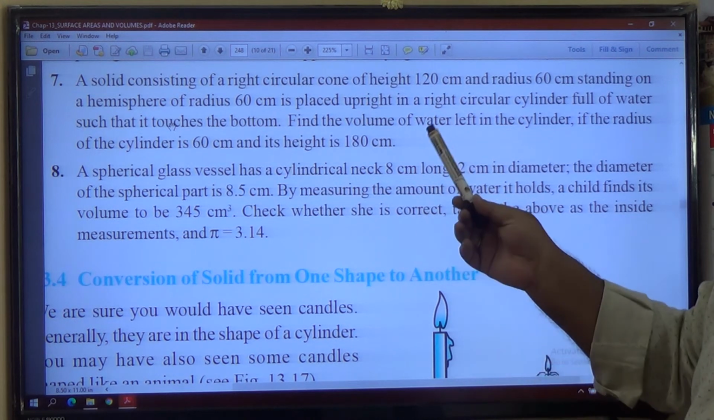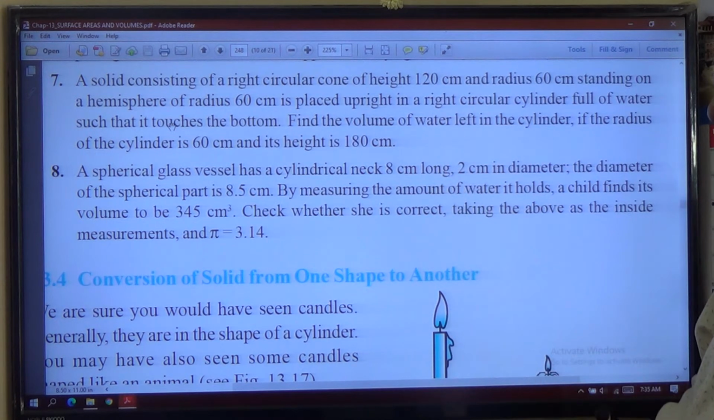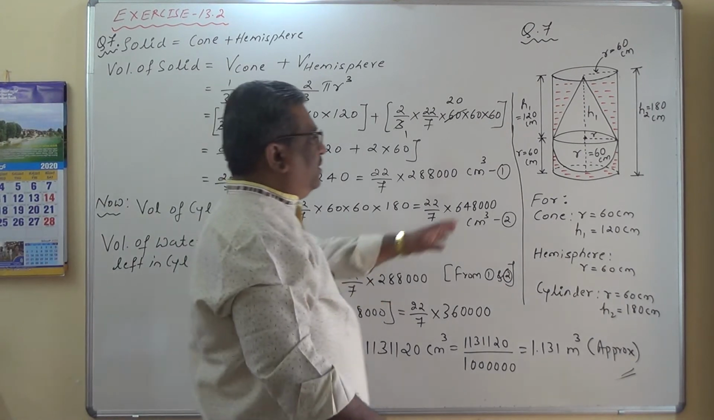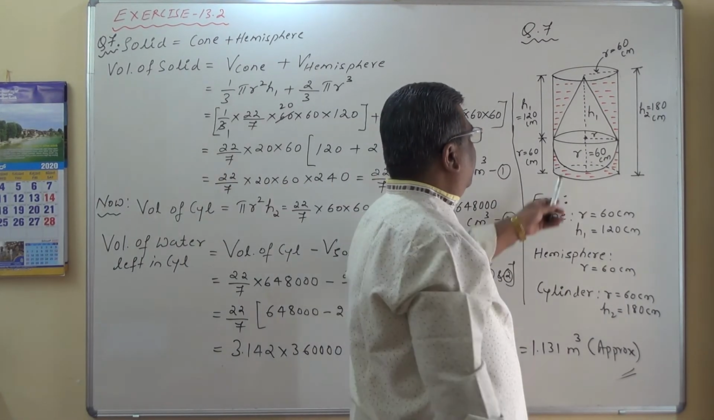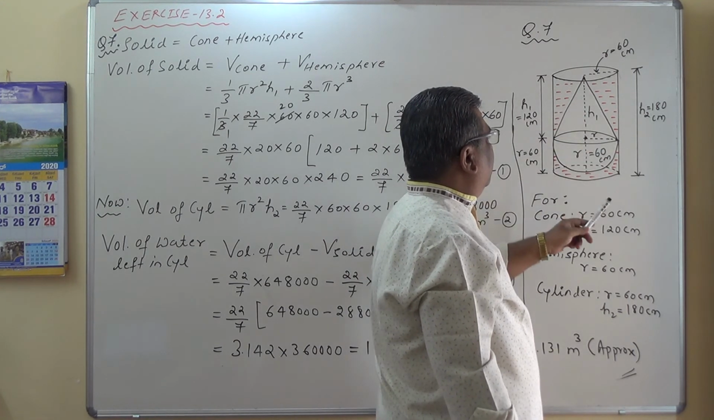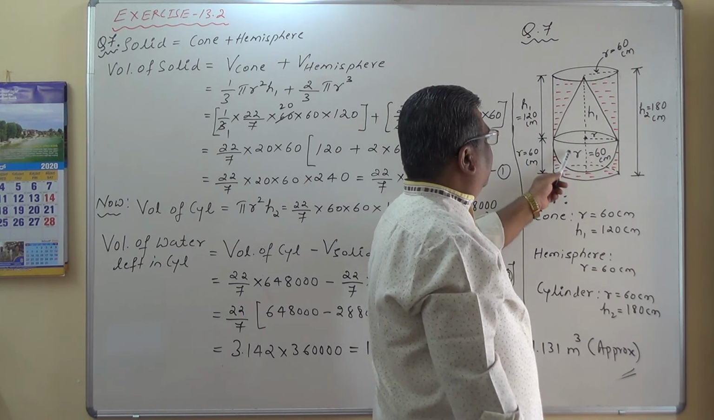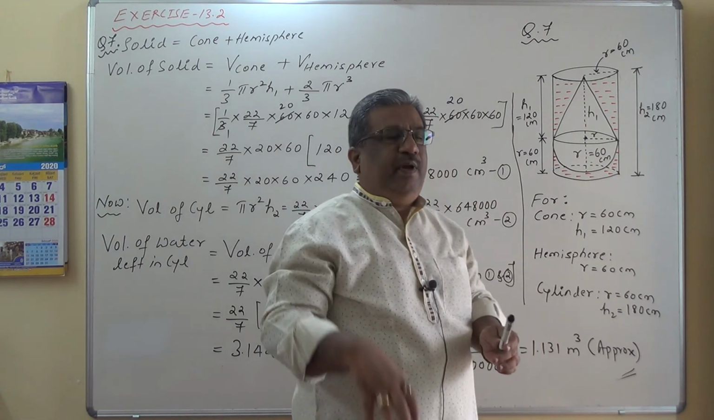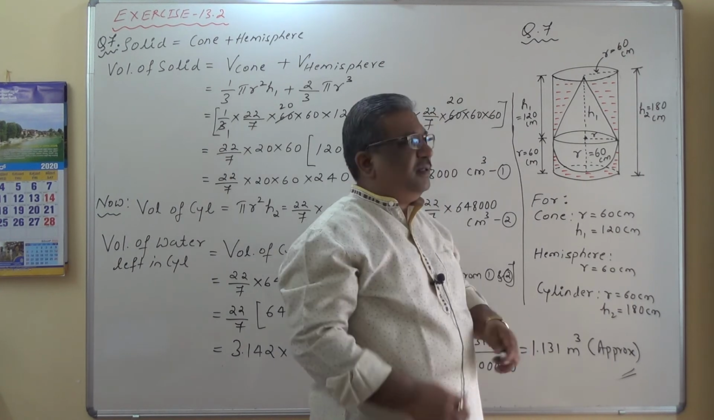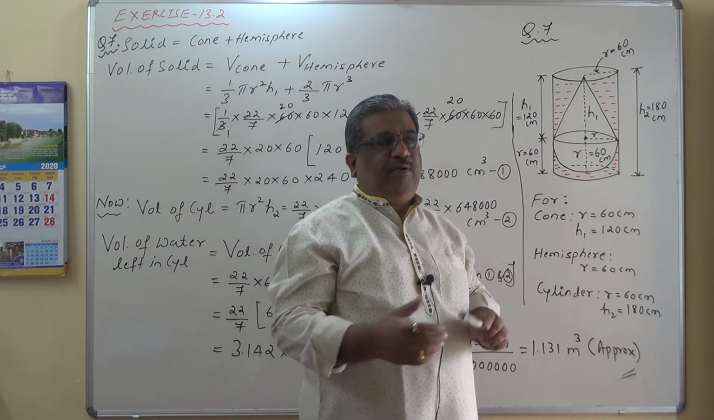So if we draw the diagram correctly and populate the values, this sum becomes simple. Okay, so let us solve this on the board. So this is how the diagram looks here. There is a solid which consists of a cone mounted on the hemisphere. So this is a solid. This solid is immersed into a cylinder. What is the question asked here is, what is the water left in this cylinder? You got it? That is the question.